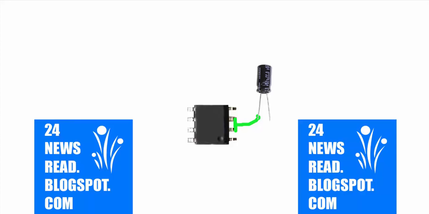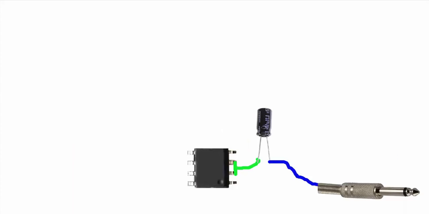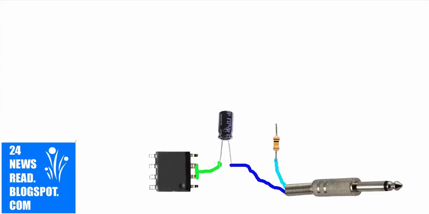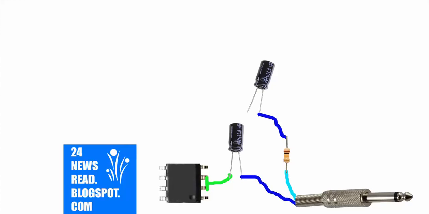First we set our IC. Set capacitor plus position. Join capacitor minus position to jack. Join resistor to our guitar jack. Join minus position capacitor to resistor.